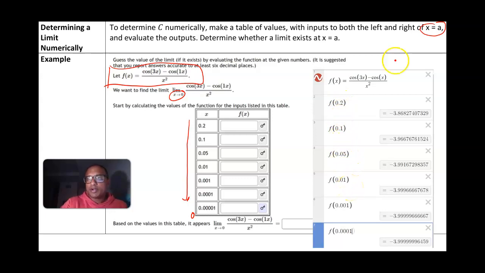Make sure that you're in radian form in Desmos, not in degree form. So go to the settings and change the settings to radians. If you plug it in, we can see that the y values are going to get closer and closer and closer to -4. So what we can say is that the limit of this is going to be -4. So think about limit as which value the graph is approaching, not necessarily hitting.